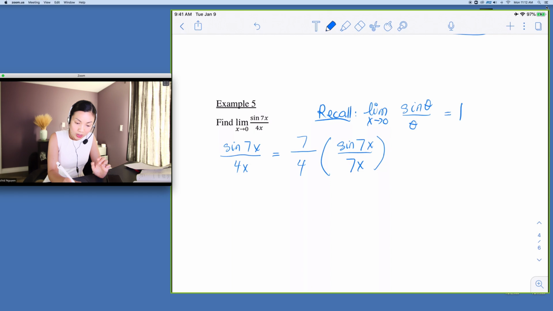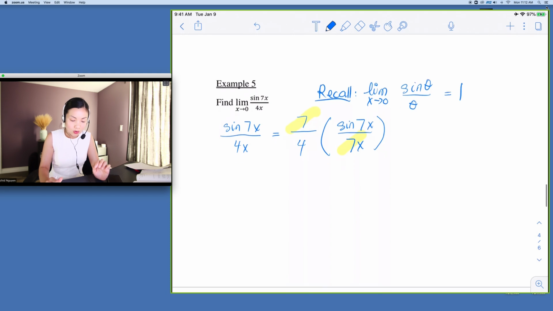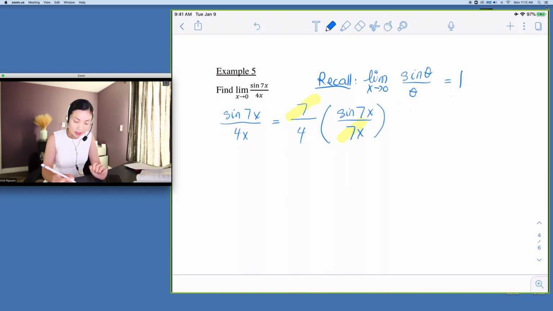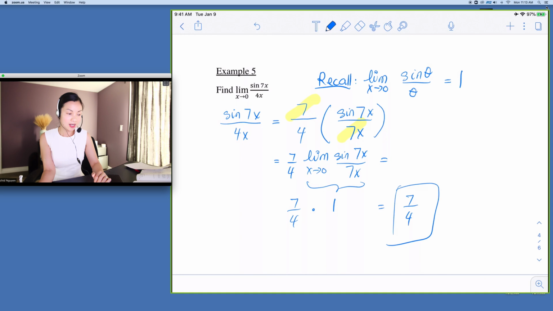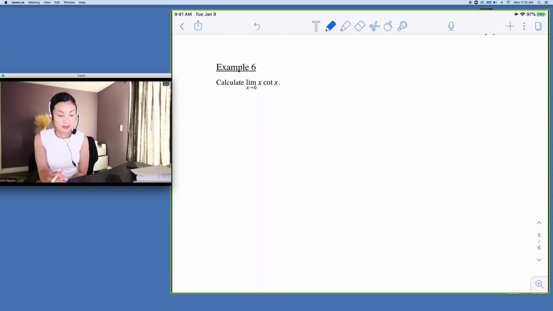You see, the whole point right here is so I can get that form. Anyway, we don't want to cancel. We want to keep it that way because we're going to take the limit. All right, so let's take care of the limit. Sine of 7x over 7x, as x approaches 0, is going to give me 1. You multiply by that 7/4, it's going to be 7/4. And that's our answer.